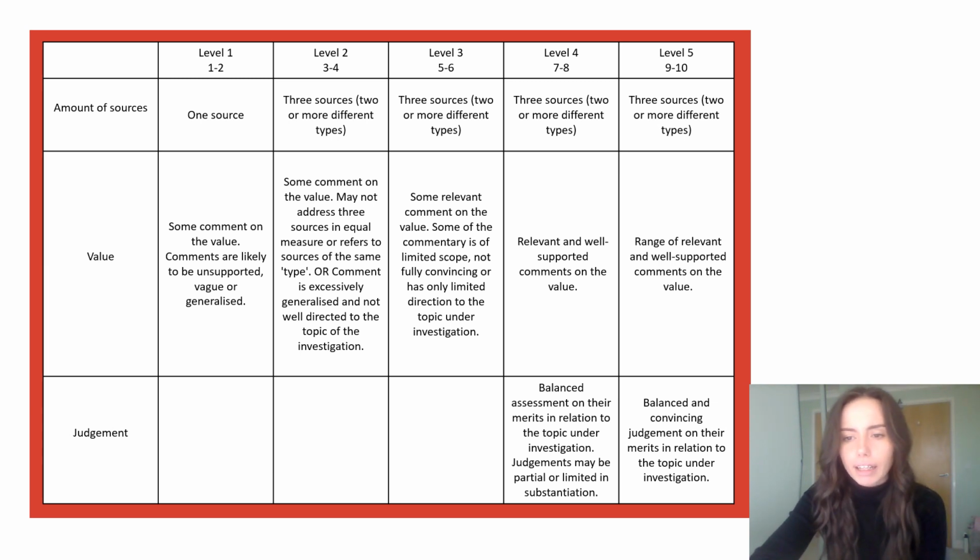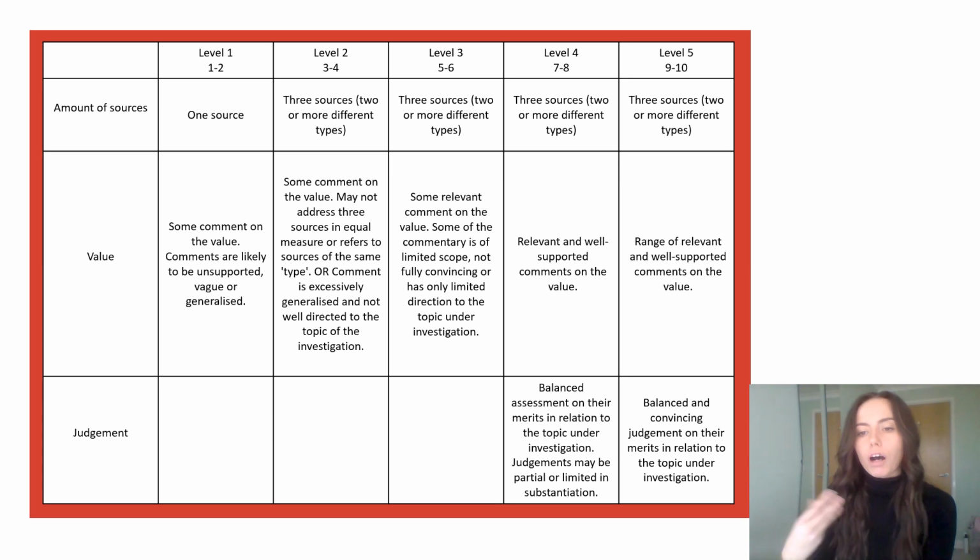The first one is called the amount of sources, and what we are looking for is for you to analyse 3 primary sources that are different in type. By different in type, we just mean that you are not analysing 3 newspaper articles. So we want you to choose a variety of different primary sources. So it could be a newspaper article, a speech and a law. So that's what we mean by type.